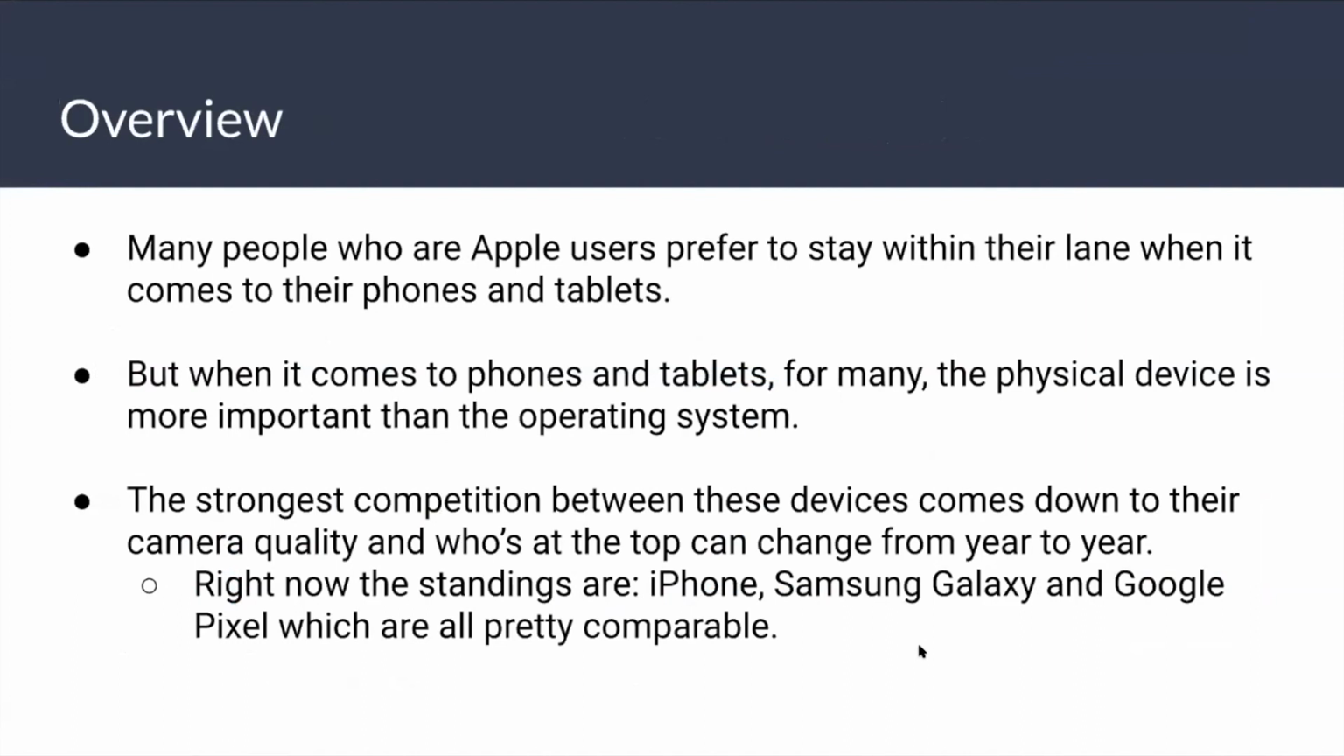Now an overview of the smartphones and tablets. Many people who are Apple users prefer to stay within their lane when it comes to both their phones and their tablets, just because of the consistency between the devices. But when it comes to phones and tablets, many people believe that the physical device is more important than the actual operating system within the device. As well, the strongest competition between these devices comes down to their camera quality, and who's at the top of this chart changes from year to year.